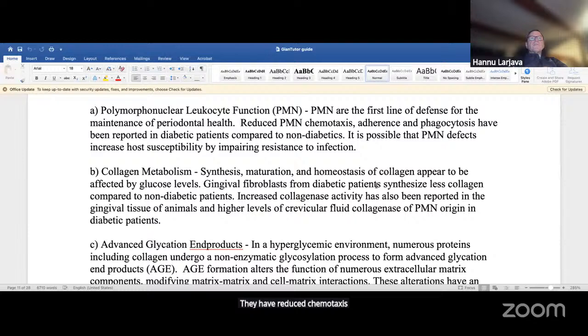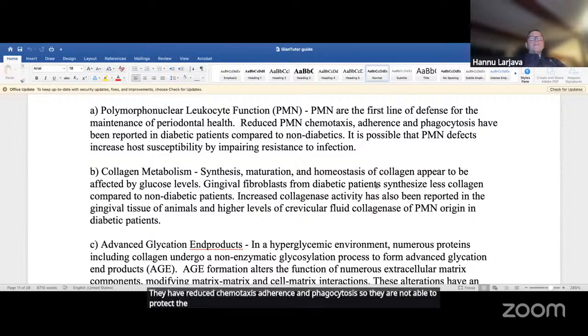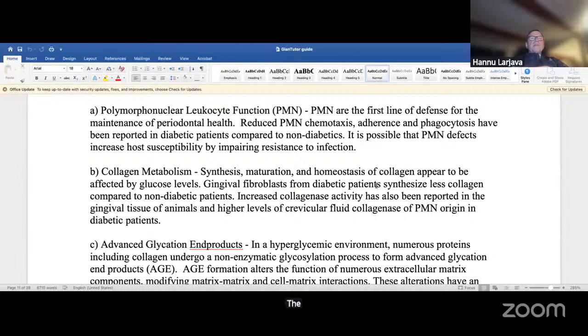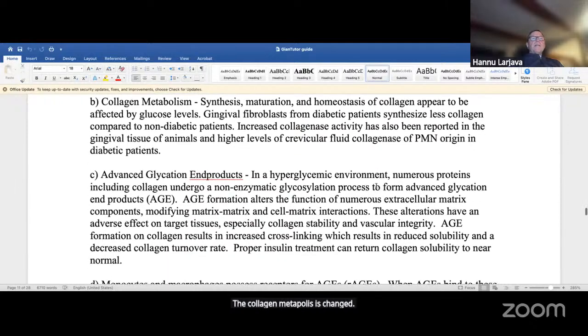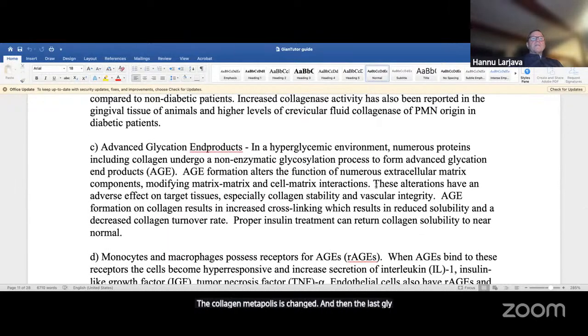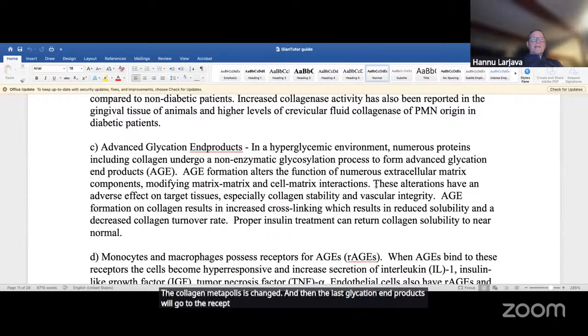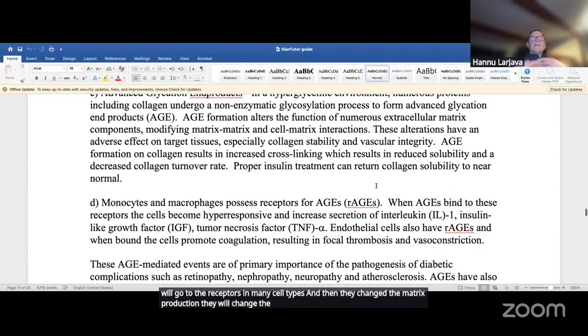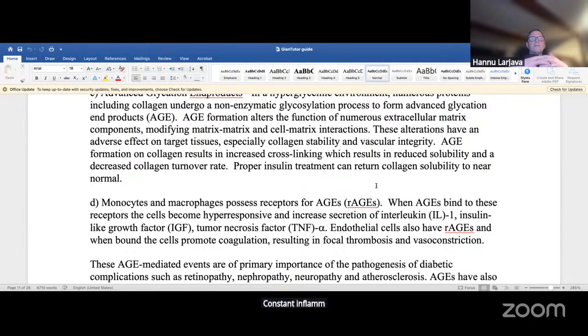So it will dramatically increase, but these cells are not functionally capable in diabetes because they have reduced chemotaxis, adherence, and phagocytosis. So they are not able to protect the host very well. The collagen metabolism is changed. And then the advanced glycation end products will go to the receptors in many cell types, and they change the matrix production. They will change the cytokine profiles in the inflammatory cells. So there's a constant inflammatory mediator burst coming into the tissues, and that will cause more degradation.